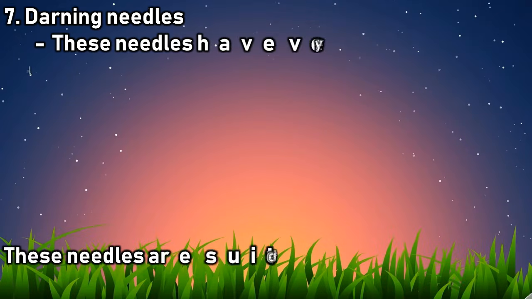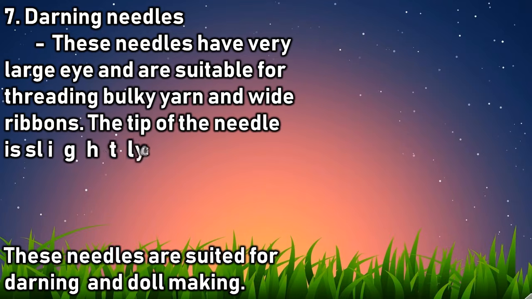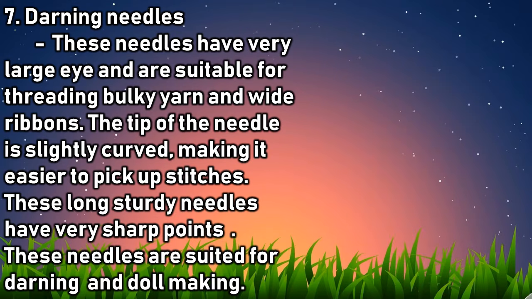Seven. Darning needles. These needles have a very large eye and are suitable for threading bulky yarn and wide ribbons. The tip of the needle is slightly curved, making it easier to pick up stitches. These long sturdy needles have very sharp points. These needles are suited for darning and doll making.